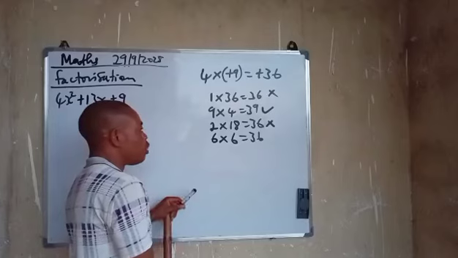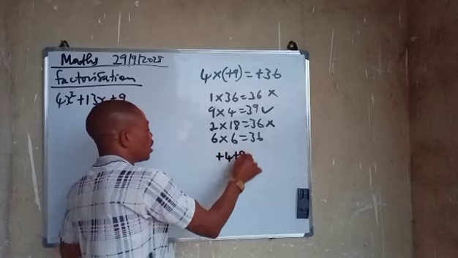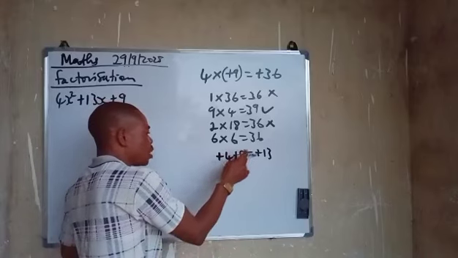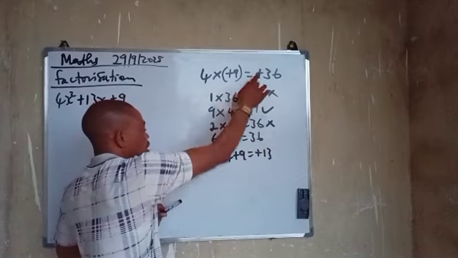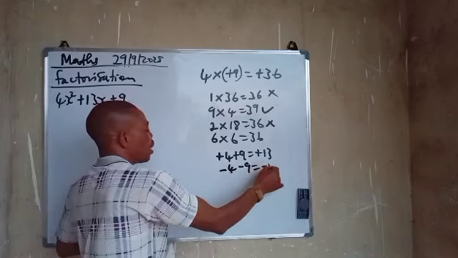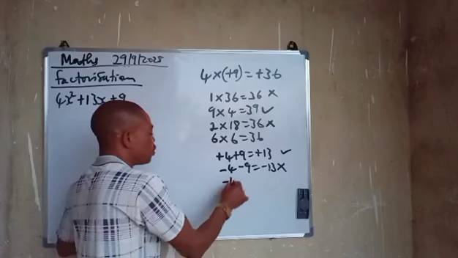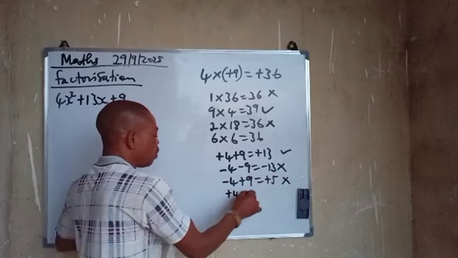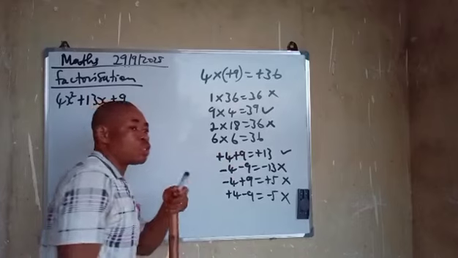We now check the nature of 9 and 4. To get plus 13, we check plus 4 plus 9, which will give us plus 13. When we check plus 4 times plus 9, it will give us plus 36. So this one is correct. If we check minus 4 minus 9, it will give us minus 13. This one is off. If we check minus 4 plus 9, it gives us plus 5, it is not there. Then plus 4 minus 9 will give us minus 5, it is not there. So it is only plus 4 plus 9 that will give us plus 13.